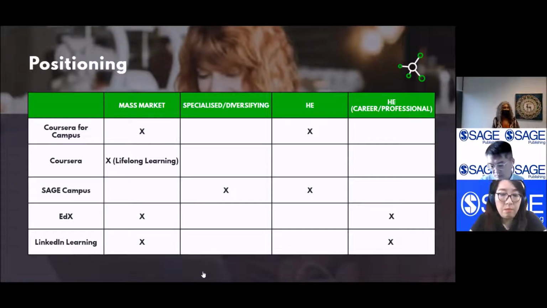Coursera, on the other hand, which started first together with edX, they are both mass market and they are both for professionals and careers. So for example, if I want to learn something on my own, I can go to them rather than being very specific. Sage Campus is very specialized, but yet diverse because interdisciplinary and is focused only on the higher education market. So LinkedIn Learning, again, like edX and Coursera, it is about that. So this sets Sage Campus far and apart from all that is available out there.